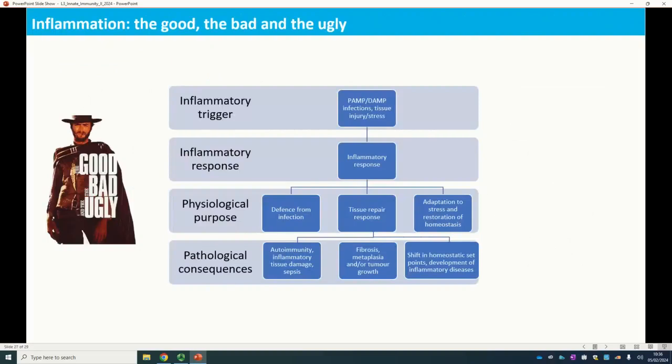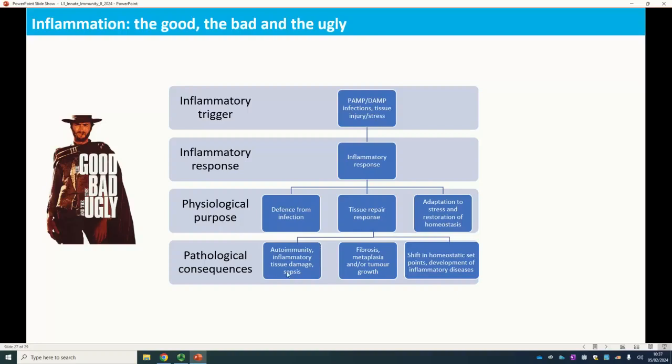So looking at inflammation, with the help of Clint Eastwood, really it's the good, the bad, and the ugly. So we have our inflammatory triggers, which are the PAMPs and the DAMPs that will be recognized by the pattern recognition receptors. They'll be recognizing that injury, that stress, and we'll get the induction of the inflammatory response. Now, the physiological purpose of the inflammatory response is to defend our bodies from infection, to promote tissue repair, and to adapt to stress and hopefully restore our normal homeostatic balance.